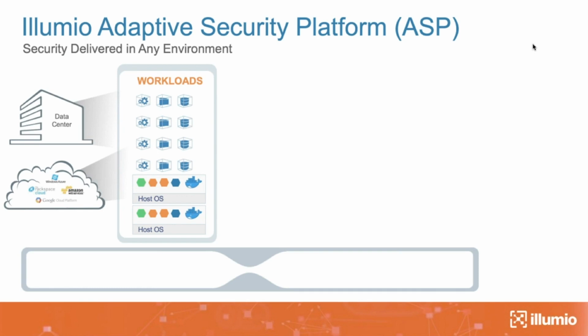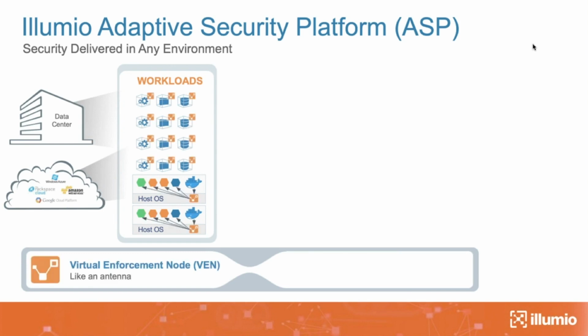Illumio's architecture is actually very straightforward. It's a complete software-based solution. There's no hardware racking, stacking, cabling involved. And the way it starts is two pieces of software. The first piece of small software is an agent that we call the virtual enforcement node.